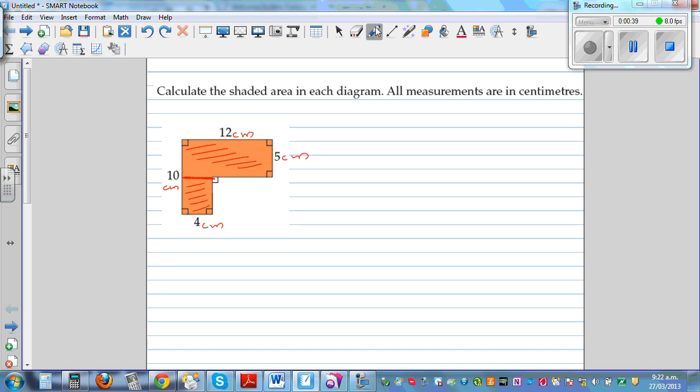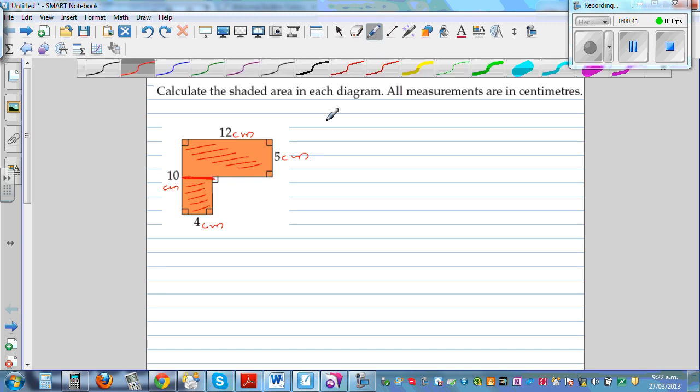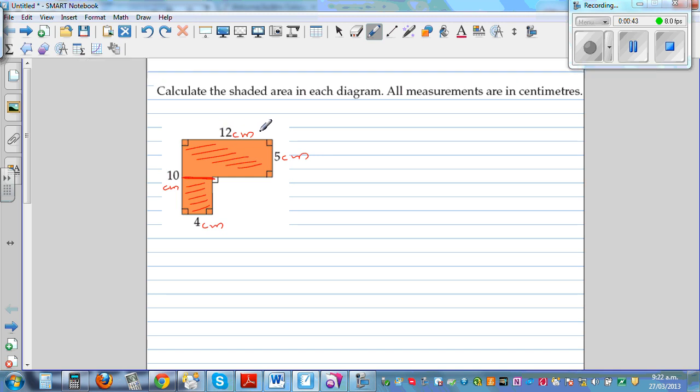To find the area of a rectangle, you need base times height. For the top, we know this is your base and this is your height, so it is very easy. The area of the top would be 12 centimeters times 5 centimeters. It's good practice to write the unit along with the measurement, so it is 60 centimeters squared.